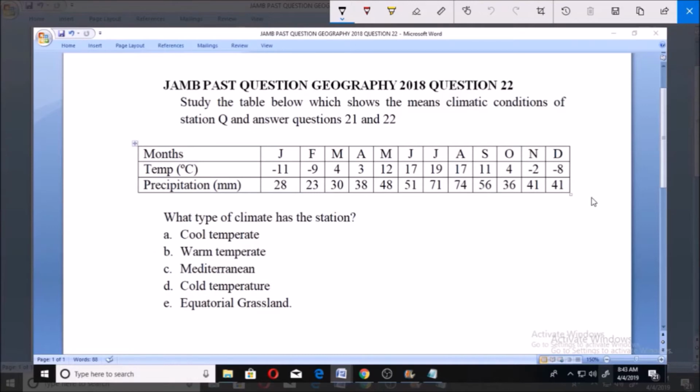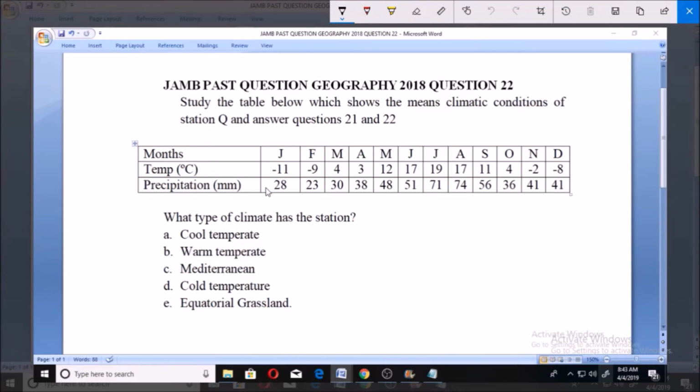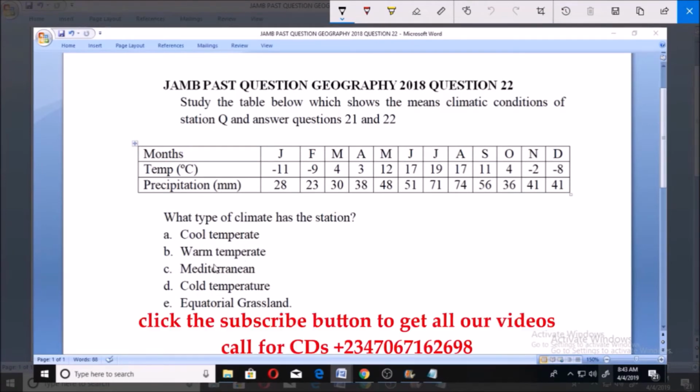Welcome. Let's look at this JAMB past question, Geography 2018, question number 22. Study the table below, which shows the mean climatic condition of station Q, and answer questions 21 and 22. Now this is the table, and the question goes, what type of climate has the station? A, cool temperate, B, warm temperate, C, Mediterranean, D, cold temperate, E, equatorial grassland.